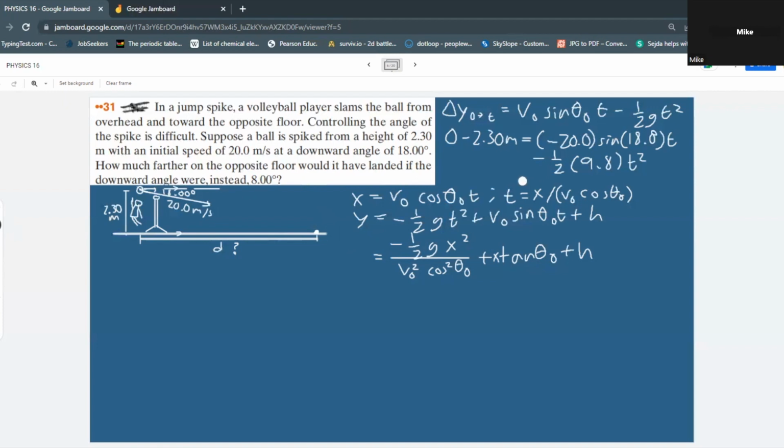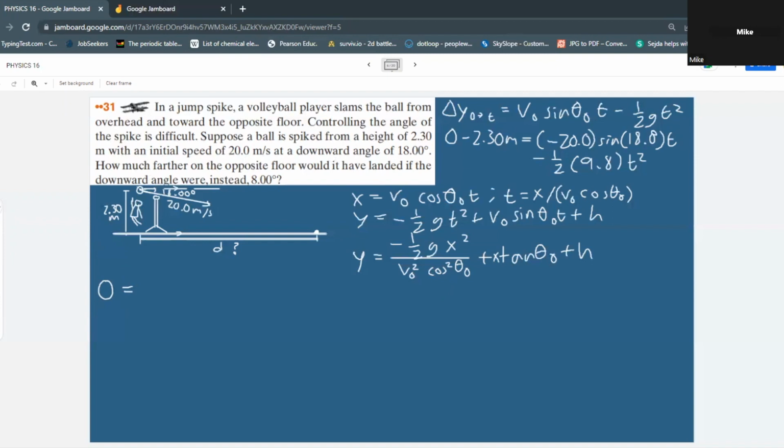Pwede pala i-simplify muna to. I don't think this is very... what if I just plug it into the calculator? Genius. There are two wolves in one man. One, I will simplify this hard equation. Two, what if I just plug it in? 0 is equal to... so it's a direct quadratic. This will make it easier.